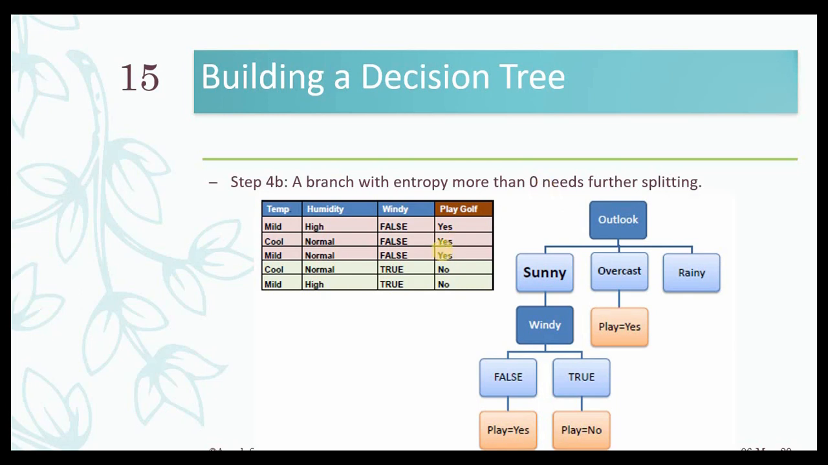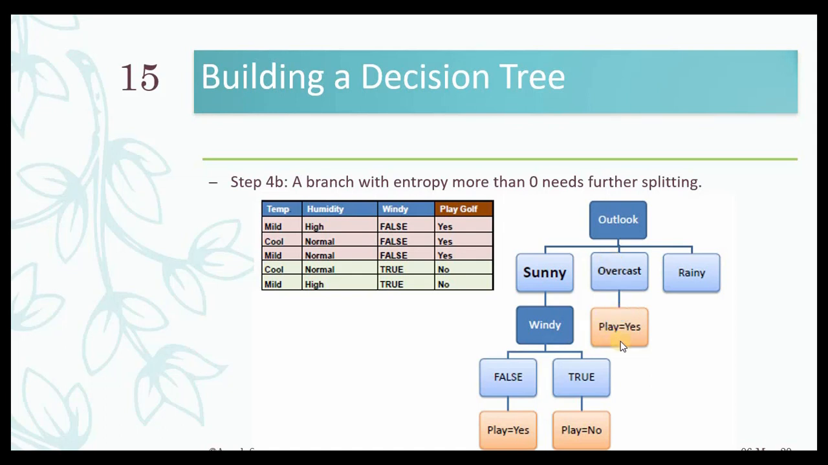So for example, in the example we have taken, when we split at outlook, 3 types of outlook are there, like sunny, overcast, and rainy. In case of overcast, the entropy was 0.